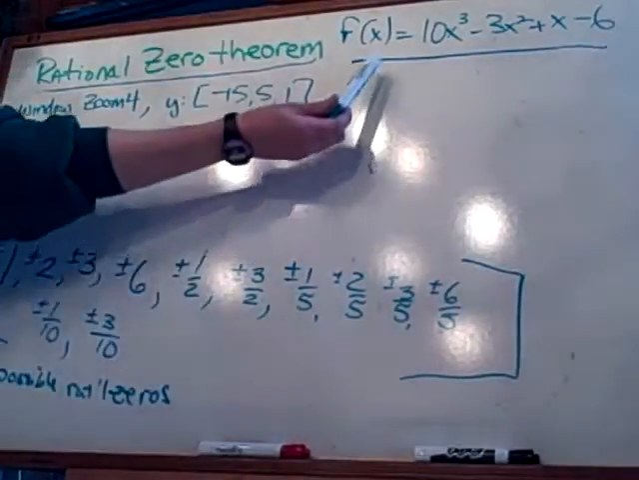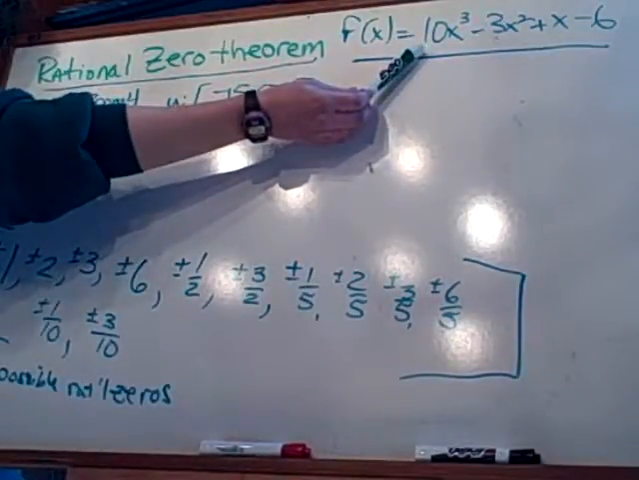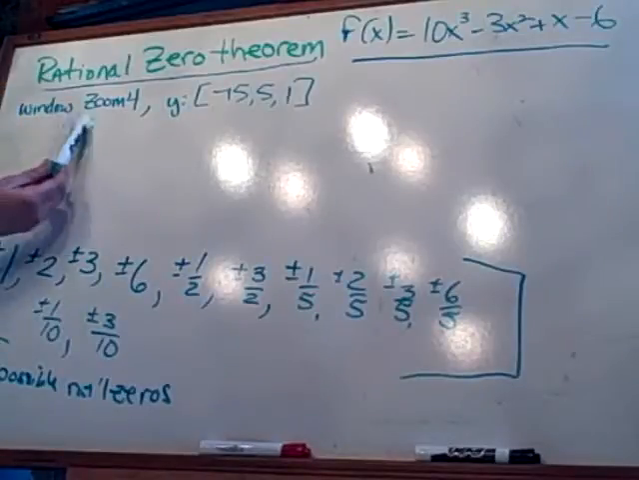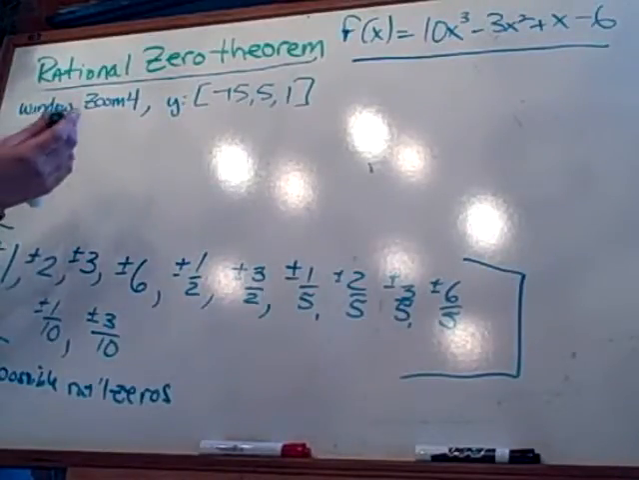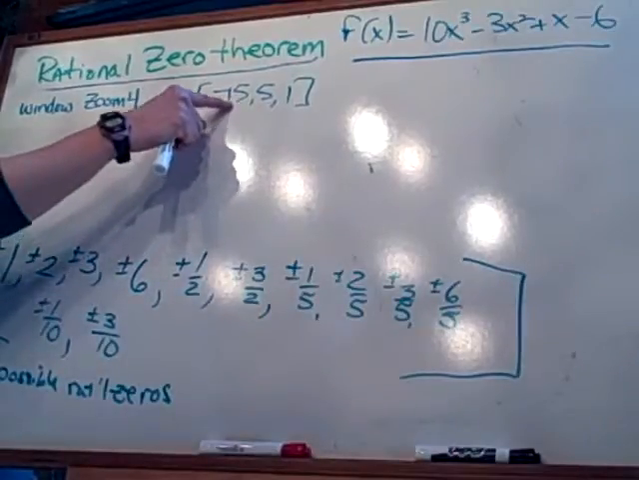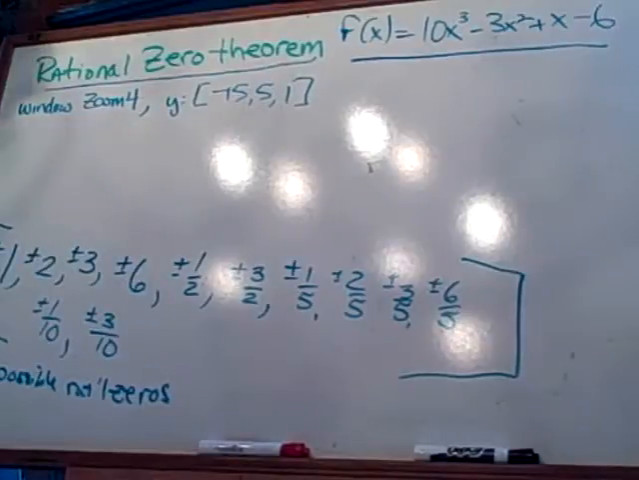So what we're doing here is we're putting this cubic polynomial into our y1, and we're going to set the window by hitting zoom 4, which gives us our zoom decimal windows for friendly decimals. And then we're going to set our y window at -15 for the min, 5 for the max, and 1 for the scale. And if you hit your trace key, it should pop up right on your y-intercept. Do you see that? As a 0, -6.